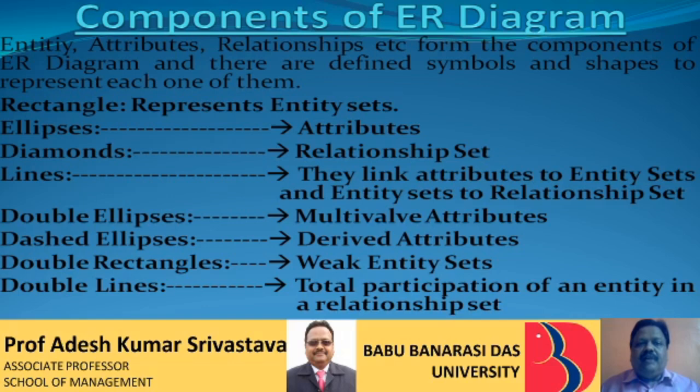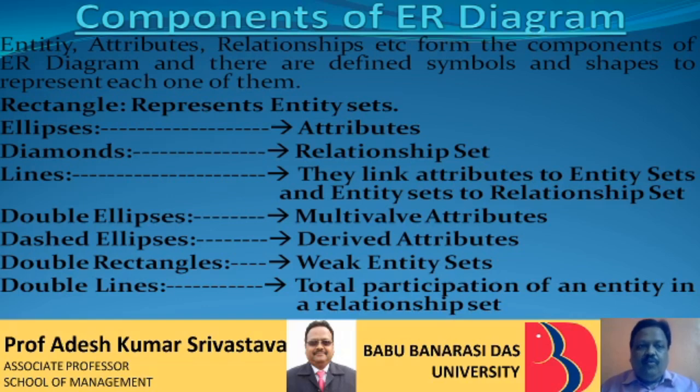Now we come to the components of ER model. The components are entities, attributes, relationship, etc. From the component of ER diagram, there are defined symbols and shapes to represent each of them. We will discuss it now one by one.